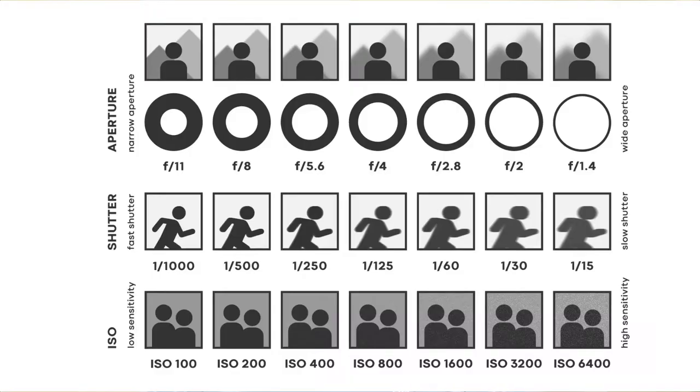Hey there, YouTube. Today, we are going back to Photography 101 because you can't become a good sports photographer, or any photographer for that matter, without an understanding of the three building blocks of photography: shutter speed, aperture, and ISO. So let's gear up and let's get going.